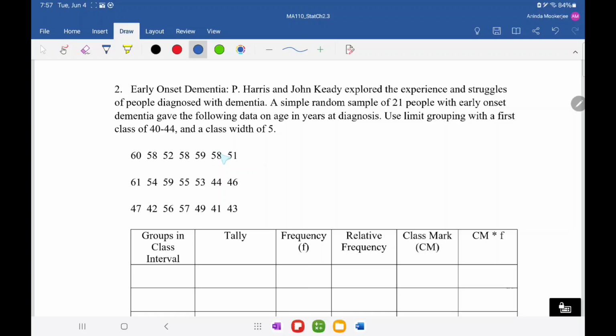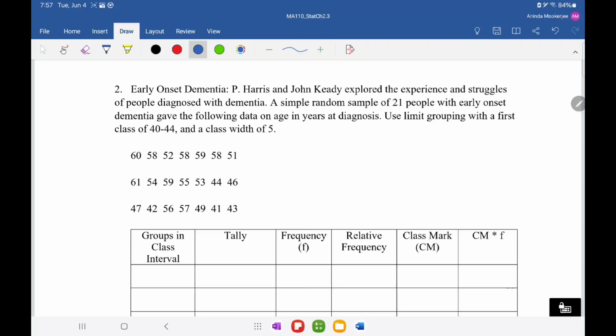Now, they've kind of made things easy for us because they've given us the first interval that we should start with. And the class width of all the intervals should be 5. What is class width? It's the range of values that can go into a particular interval. Okay, so because they've given us the first interval, we can just write the interval in the first row and continue from there.